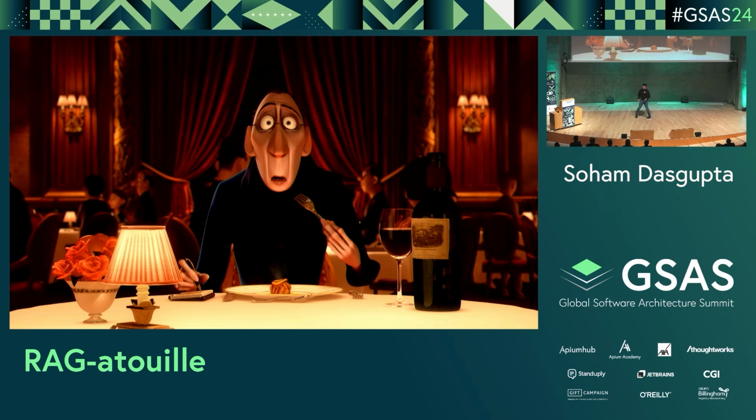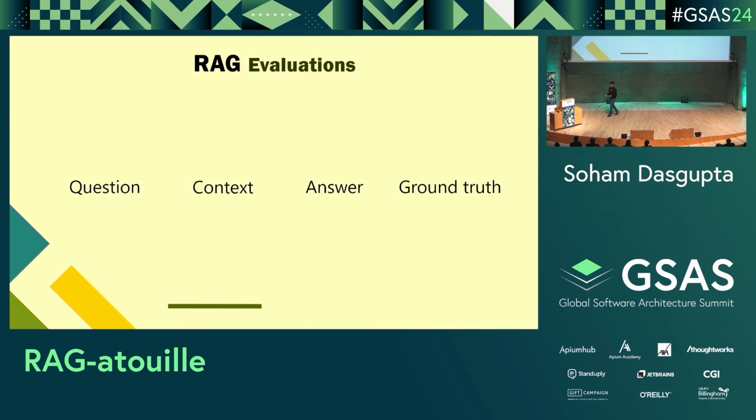Same as any software testing, we need evaluations. Evaluations have different parameters. You have a question or a task for which you queried a knowledge base to get some context. You use that context to generate an answer. But that question also has a ground truth. So you know if I look for this question in my document, I will get this as an answer from my knowledge store.